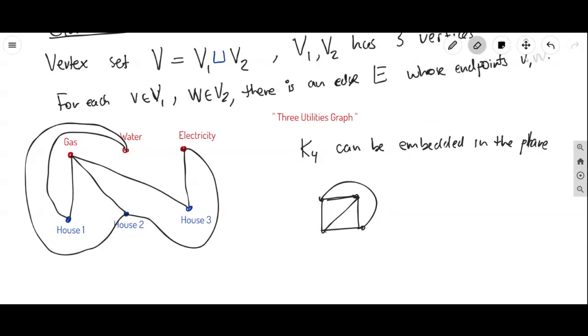So K4 can be embedded, but it's a well-known theorem. This is the other classic one. K5 cannot. You cannot embed K5 to the plane. You can embed it in space, of course, but you cannot embed it into the plane.